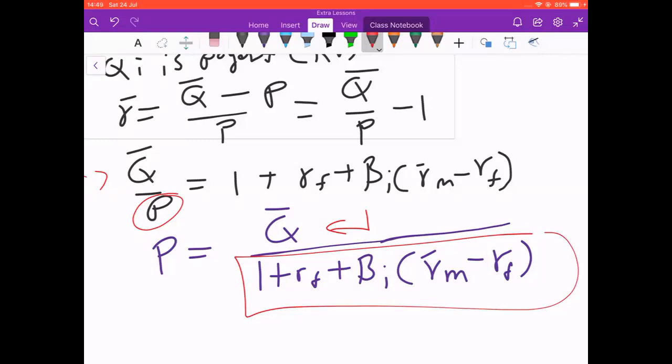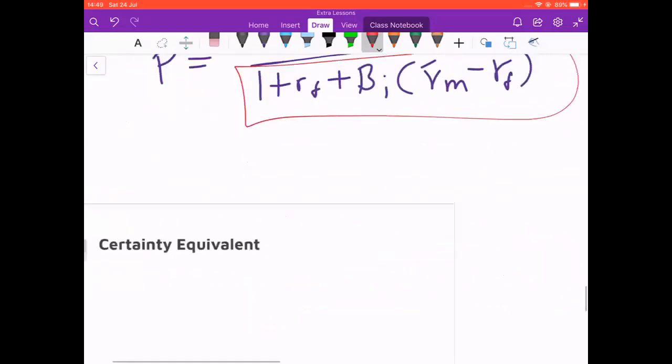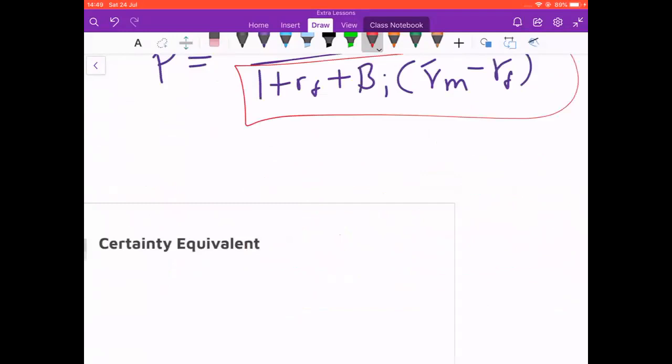So from here on, you also have to know that it is not always the case that you can find your beta, where your beta is given, or the covariance of the market and the asset is given. If they are not given, but you are told about the payoff, you can take it a little bit further, right?